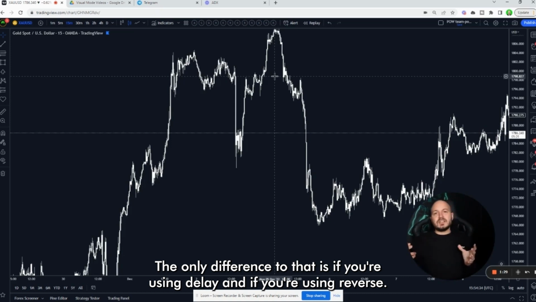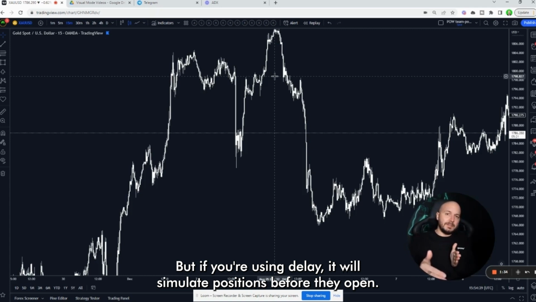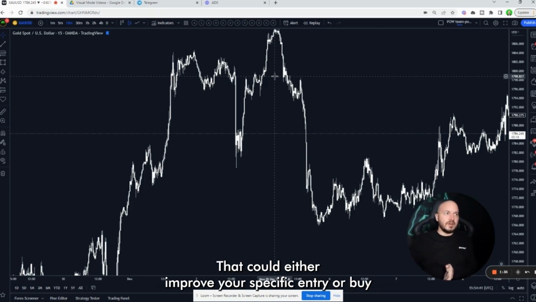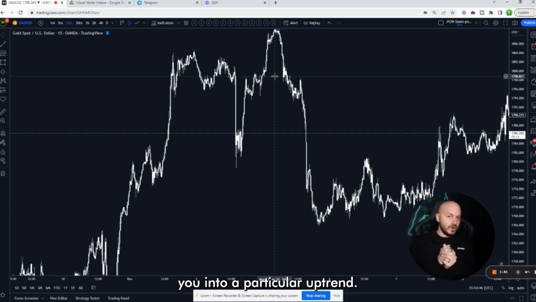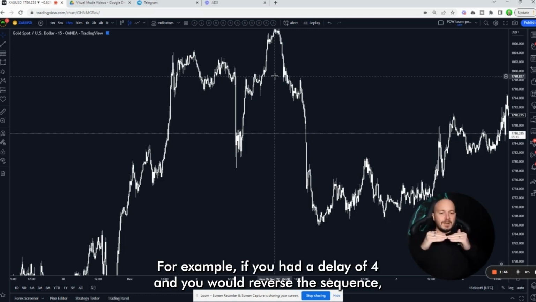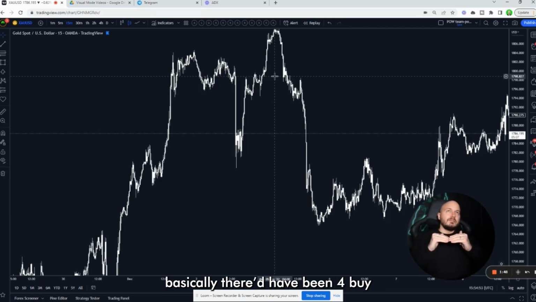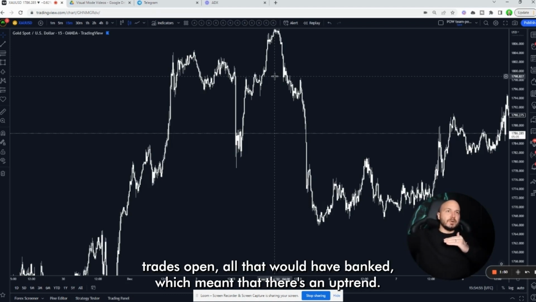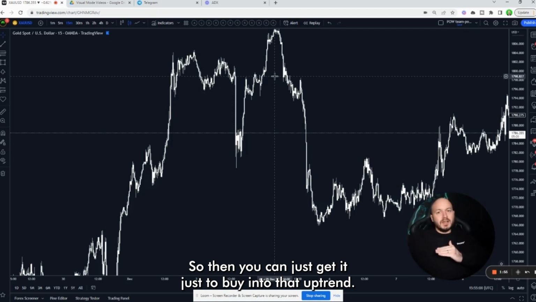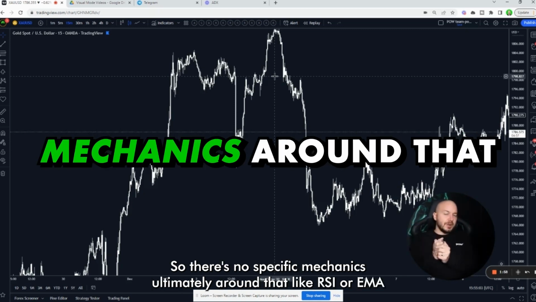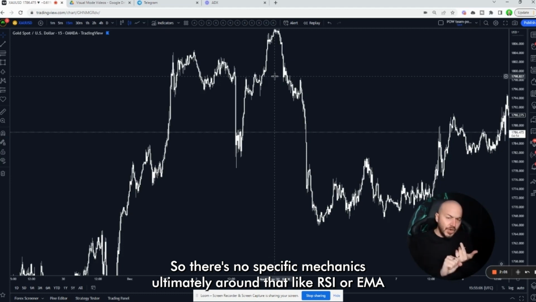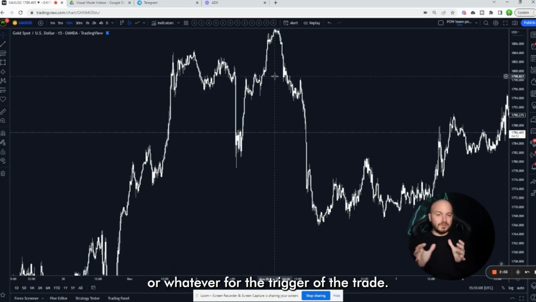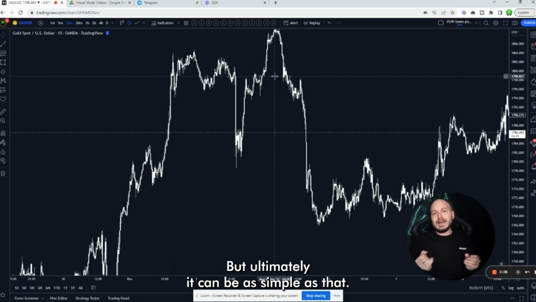The only difference to that is if you're using delay and if you're using reverse. But if you're using delay, it will simulate positions before they open. That could either improve your specific entry or buy you into a particular uptrend. For example, if you had a delay of 4 and you would reverse the sequence, basically there'd have been 4 buy trades open, all that would have banked, which meant that there's an uptrend. So then you can just get it just to buy into that uptrend. So there's no specific mechanics ultimately around that, like RSI or EMAs or whatever for the trigger of the trade. But ultimately, it can be as simple as that.